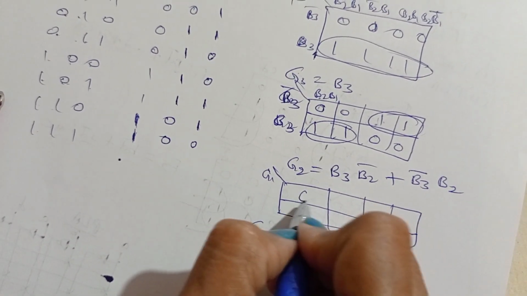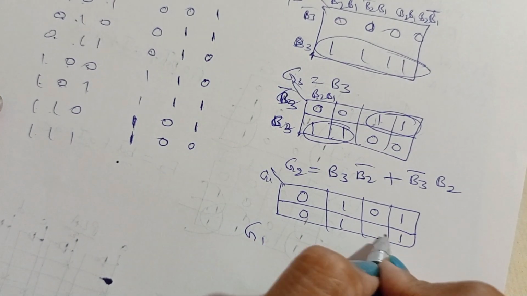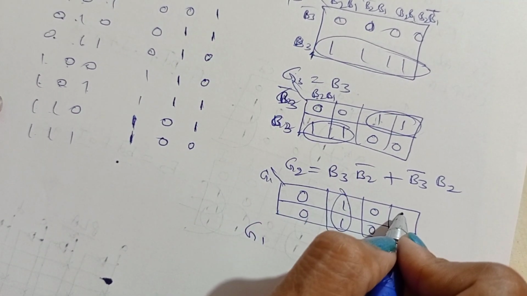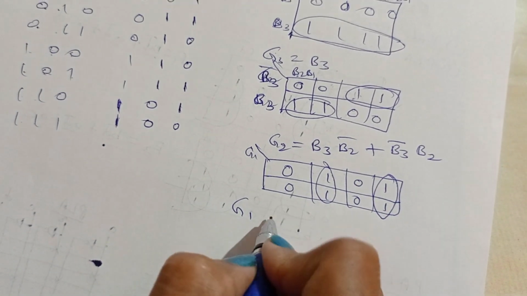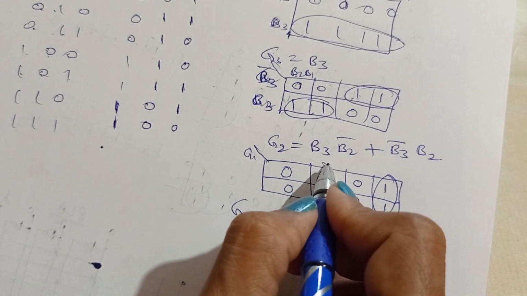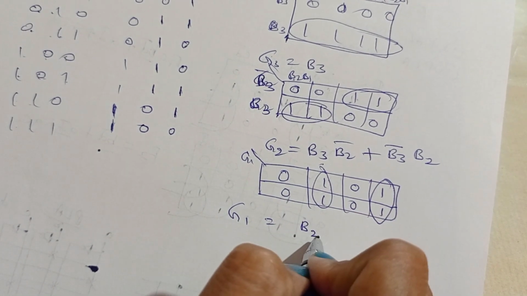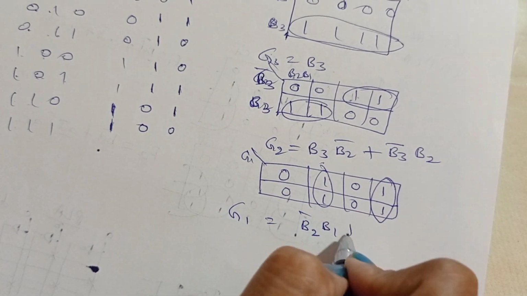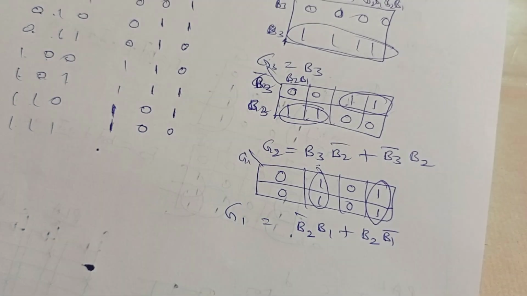Same as G1. That is 0, 1, 1, 0, 0, 1, 1, 0. This becomes one pair and this becomes one pair. So G1 is equal to, from this, B2 bar B1, plus from this B2 B1 bar.